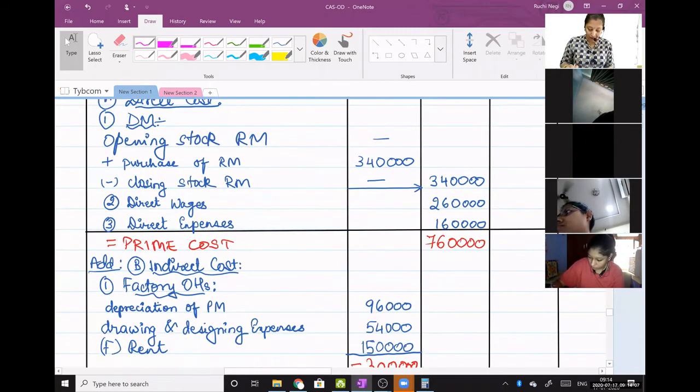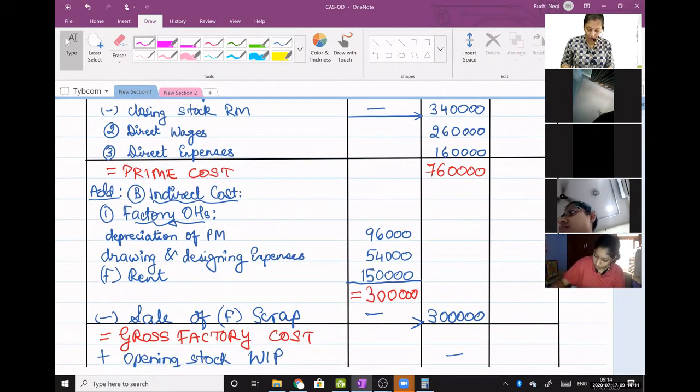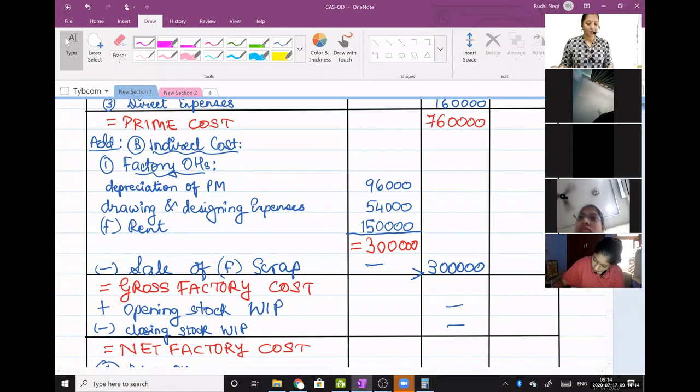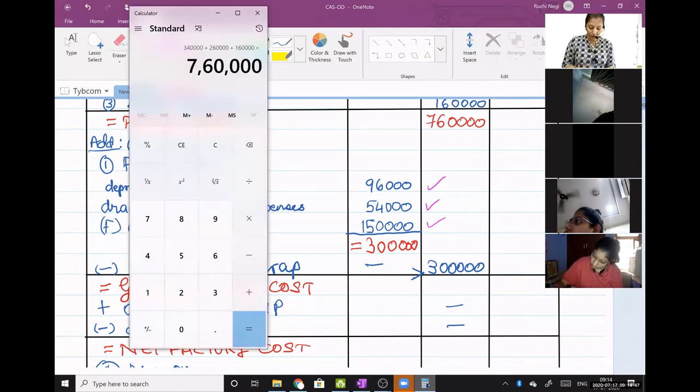Then indirect cost. Write it down here, net factory cost. Indirect cost, my first is factory overheads. In that we have 3 items. Depreciation on plant and machinery, 96,000. Drawing and designing expenses, 54,000. And factory rent 1,50,000. So 96,000 plus 54,000 plus 1,50,000 is 3,00,000. That is my gross factory overheads.